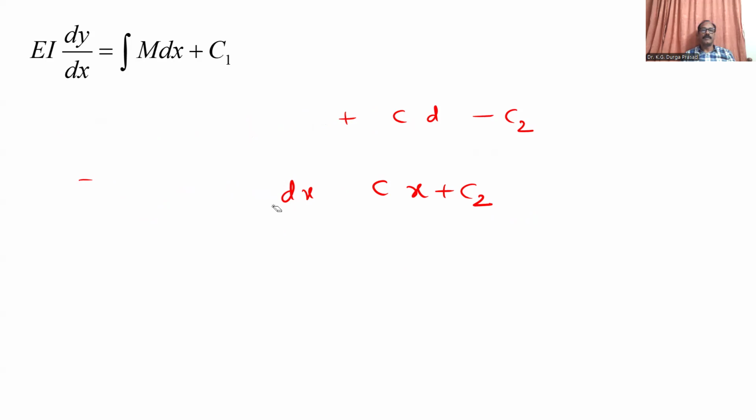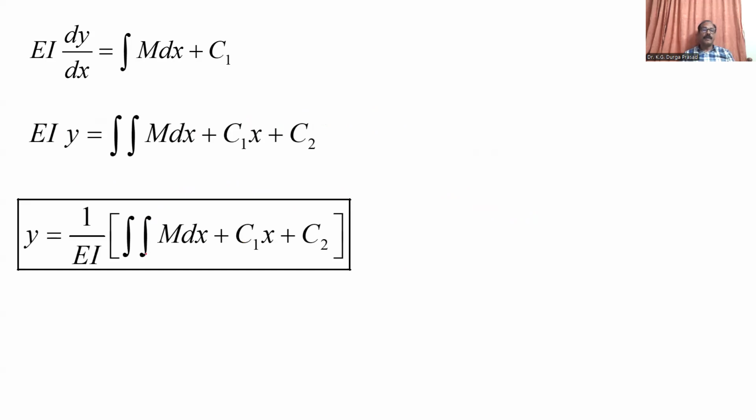Now, listen carefully. You can understand first how to apply the double integration method, then we go for the moment area method. Here you see that E is Young's modulus, I is the area moment of inertia with respect to the neutral axis. So E is a material property. I is the moment of inertia, a geometric property, right? But M is the bending moment. What about C1 and C2? These are the constants of integration. How are we going to evaluate these constants of integration? Remember, this is very, very important. To find the constants of integration, we must follow boundary conditions. Once you understand the boundary conditions, you can easily find them.